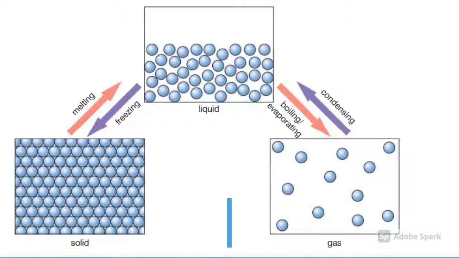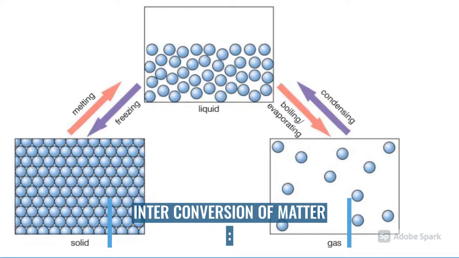The states of matter are interconvertible. They can be changed by applying pressure and temperature. And the processes involved in the interconversion of matter are evaporation, condensation, sublimation, melting, as well as freezing.